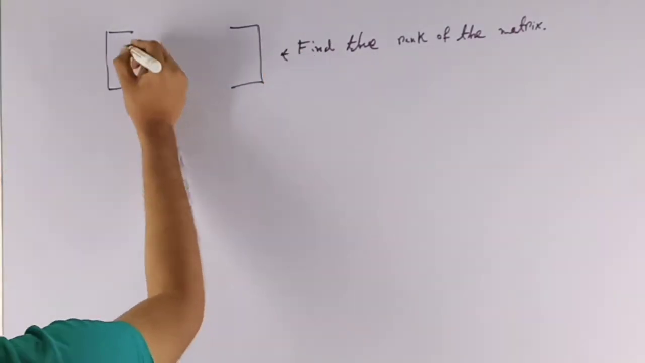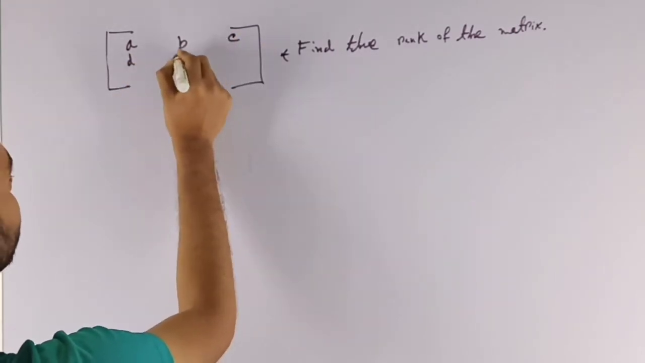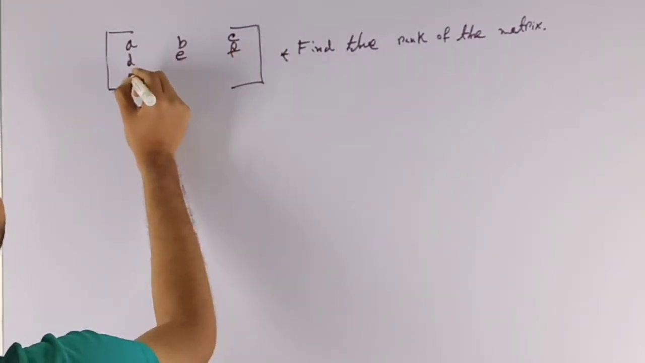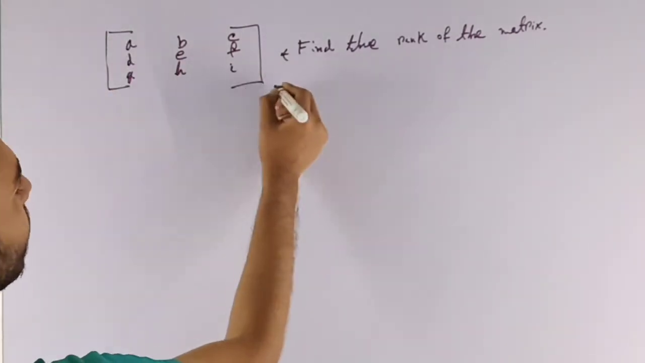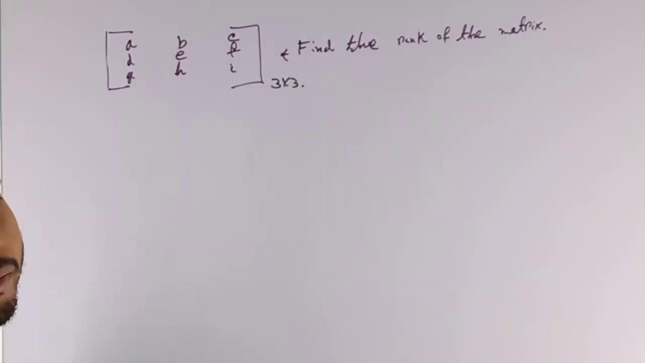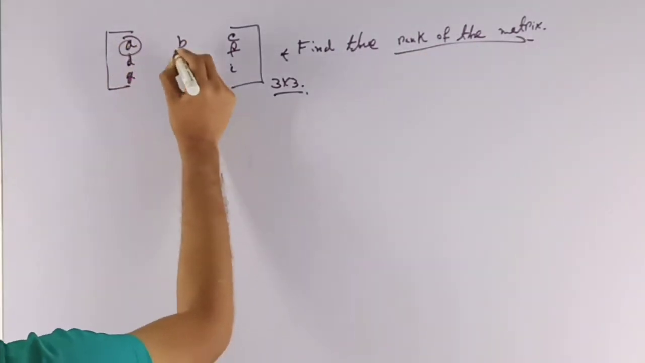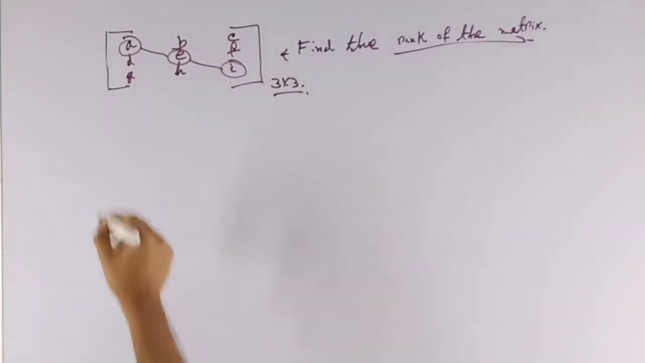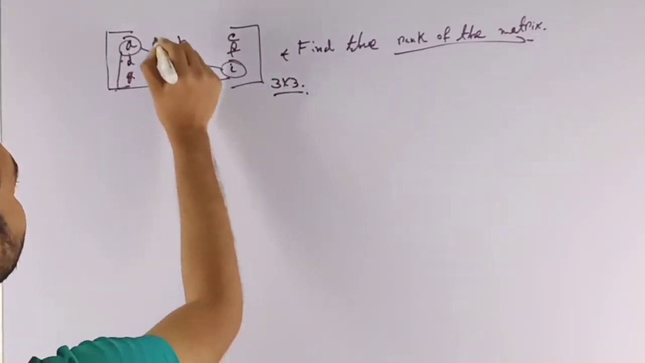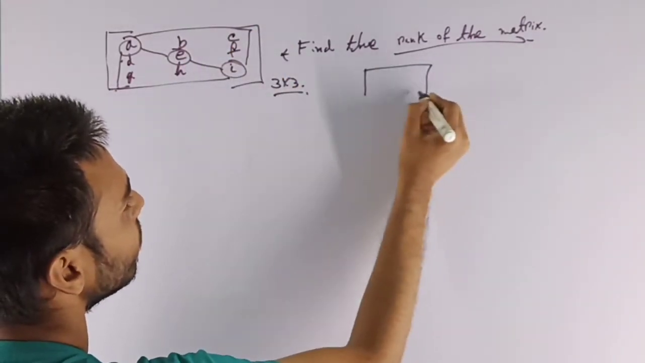What is a matrix? Let me take some elements, a, b, c, d, e, f, g, h and i. It is a 3 cross 3 order matrix. So for the rank of the matrix, these are the diagonal elements a, e and i, and this is the lower triangular matrix and this is the upper triangular matrix.